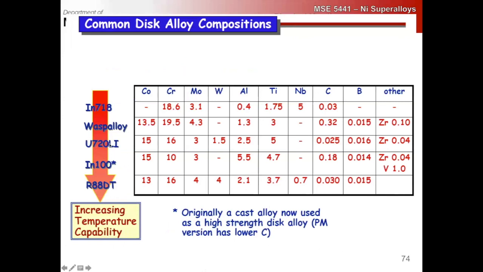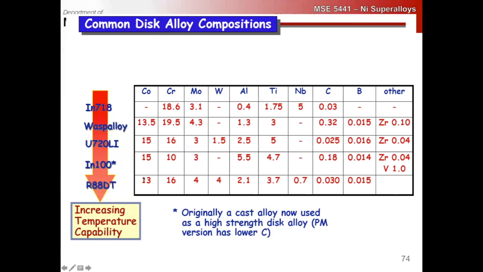Basically, as we go up in time, we have increasing temperature capability, and some basic trends with time. IN 100 and Rene 88 are both, I'd say, more or less modern alloys. There's still things we look at quite a lot, but these are both powder metallurgy alloys.